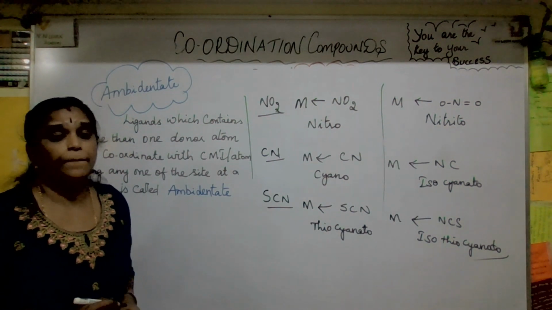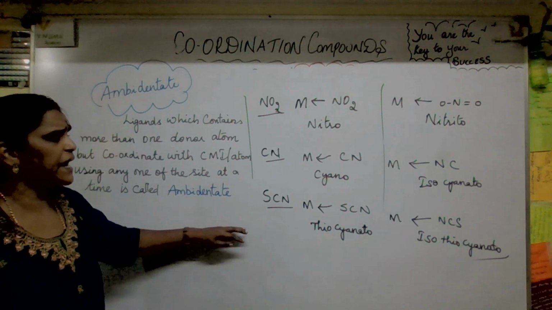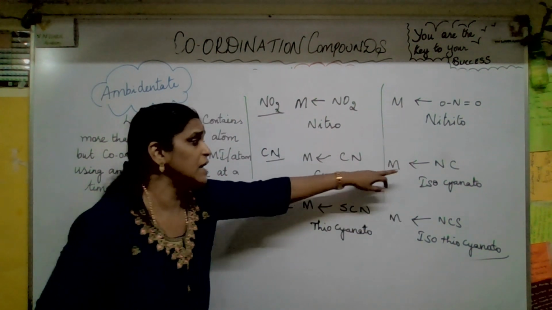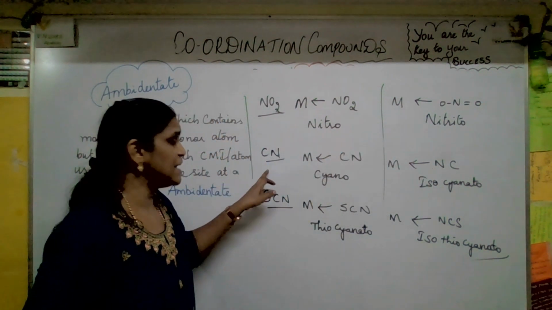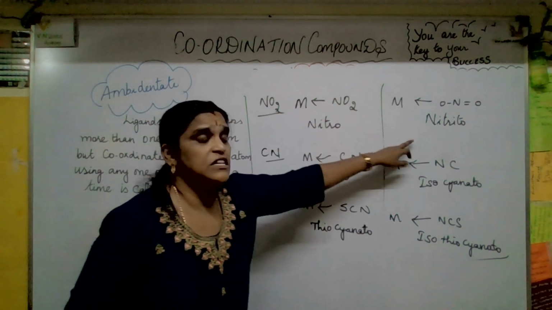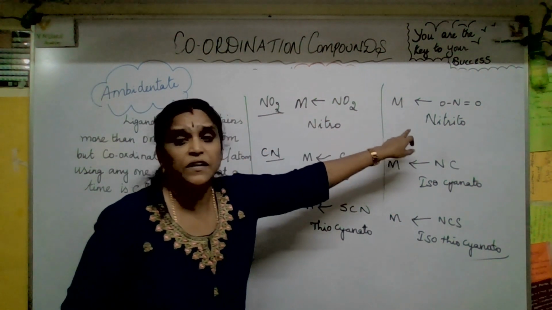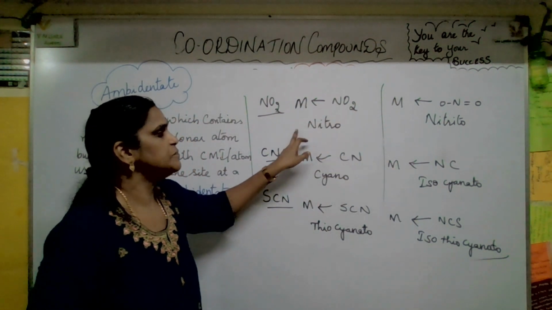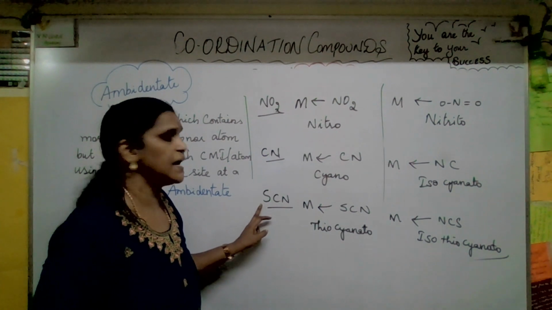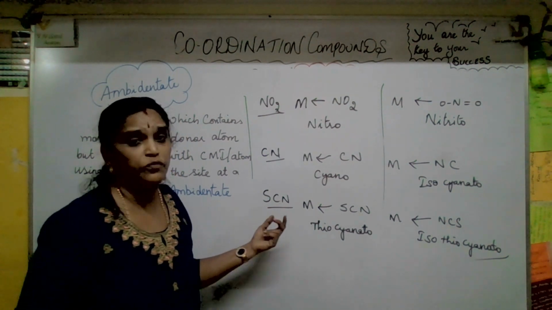So that is called amphidentate. Hope you got a clear idea. Suppose the name mentioned is isocyanate, who is the donor? Nitrogen is the donor in that cyanide group. Suppose in the nitro group, oxygen is the donor, what is the name? Nitrito. Here nitro, and in the same way thiocyanate, here SCN, S is mentioned for thio.